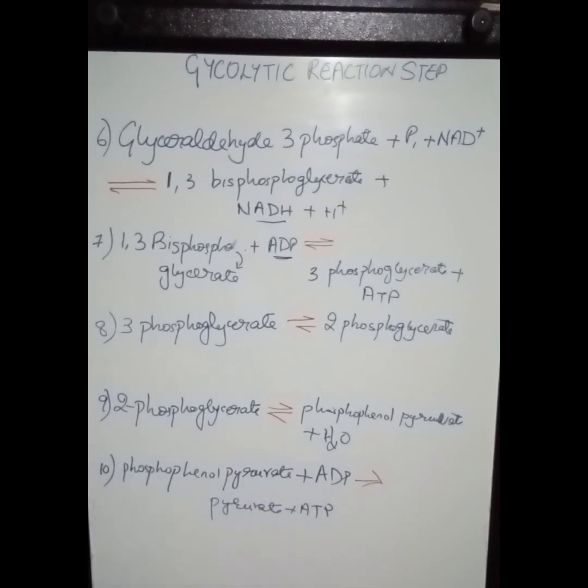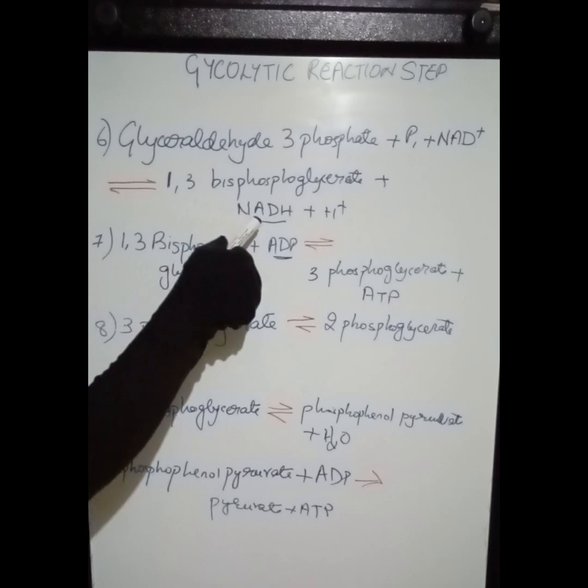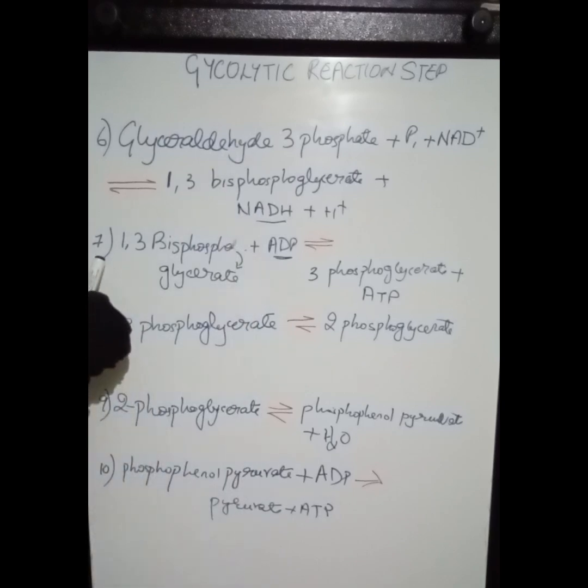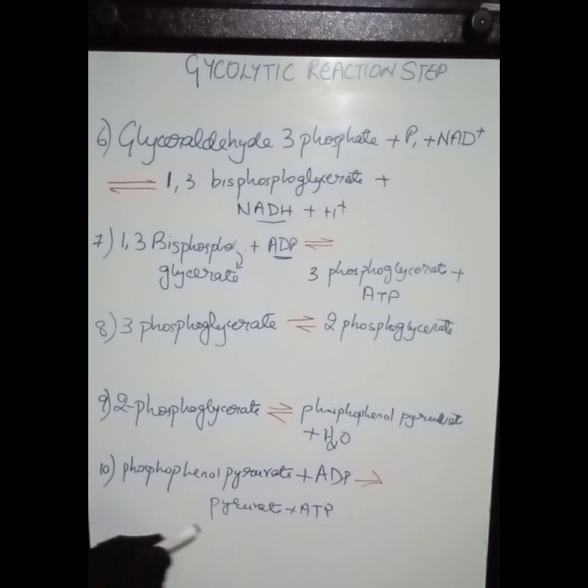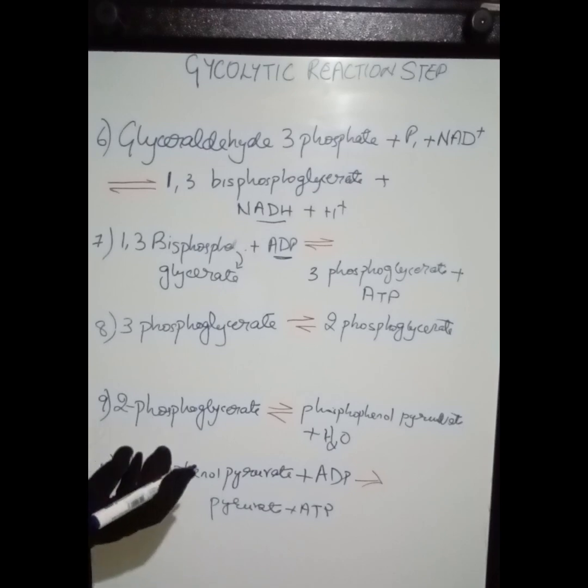So we saw in the 6th step we have the first energy molecule produced, that is NADH. Then we also see in the 7th step we are having an ATP molecule made. We also see in the 10th step again we have pyruvate and ATP molecule. So the first 5 reactions involve consumption of ATP, but the remaining 5 steps involve the making or giving away of your NADH, your ATP and your pyruvate.